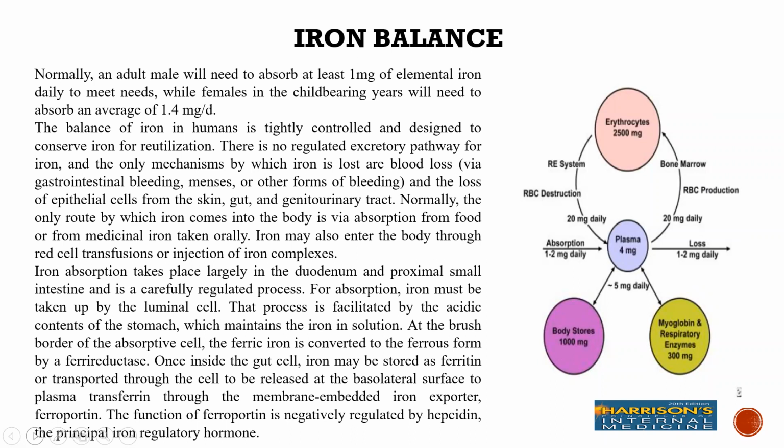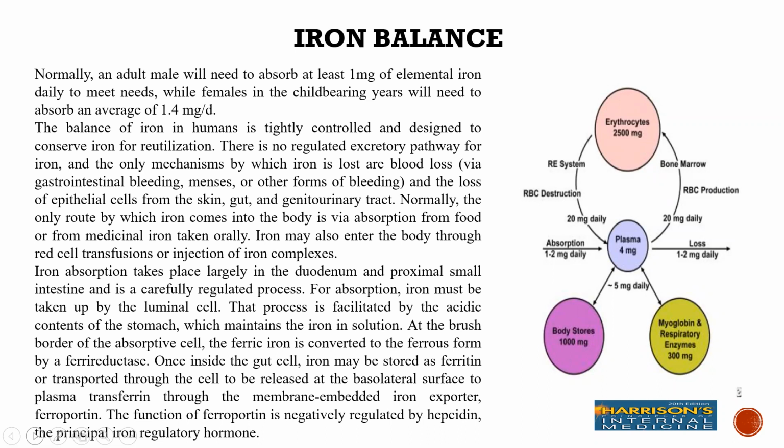and genitourinary tract. Normally, the only route by which iron comes into the body is via absorption from food or from additional iron taken orally. Iron may also enter the body through red cell transfusion or injection of iron complexes. Iron absorption takes place largely in the duodenum and proximal small intestine, and is a carefully regulated process.